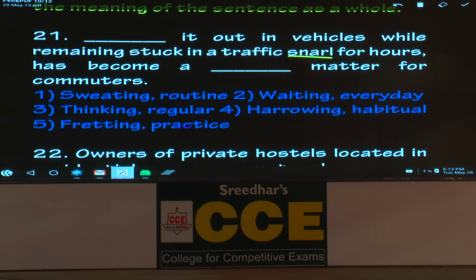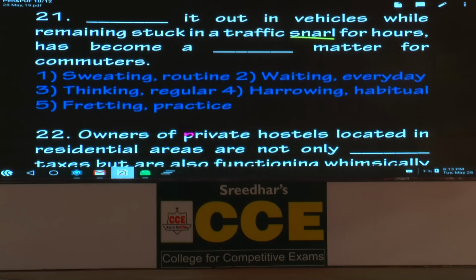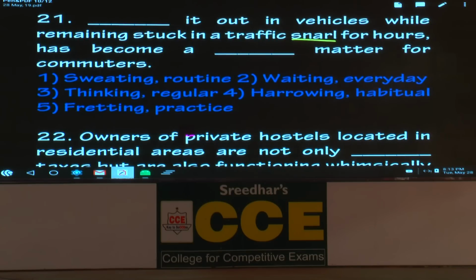But in this context, does it go with that meaning? Not at all. What do you understand in a traffic snarl? Means traffic jam. Please write traffic jam. Stuck in a traffic snarl for us has become a matter for commuters. Underline the word commuters. Write the word commute. Commute is a verb. Commute means what? Travel long distance, usually for work. Please write the meaning. Travel long distance every day. In brackets you write, usually for work.